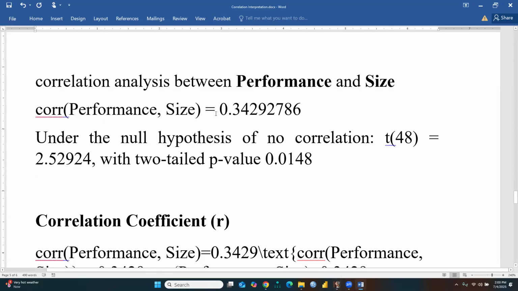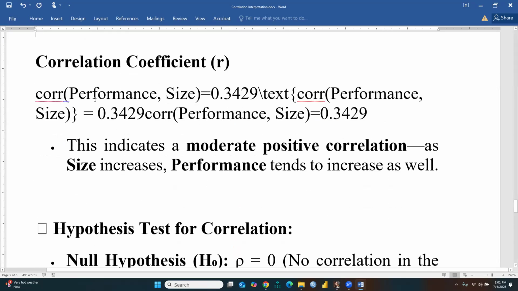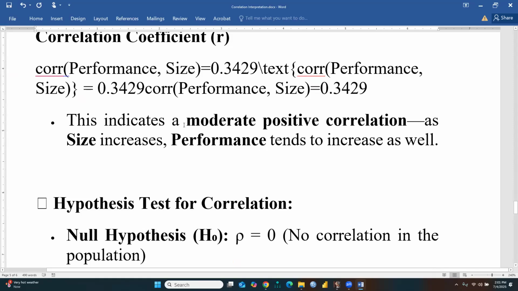Now you can see the correlation between these two variables is 0.342, under the null hypothesis of no correlation. The t is 2.5, 48 is your degrees of freedom, and the two-tailed p-value is 0.01. That means it is significant, right? It's less than 0.05. So we are going to reject the null hypothesis and accept the alternate hypothesis. But let's cross-check. The correlation coefficient is the value, and this indicates a moderate positive correlation. As size increases, performance tends to increase as well.